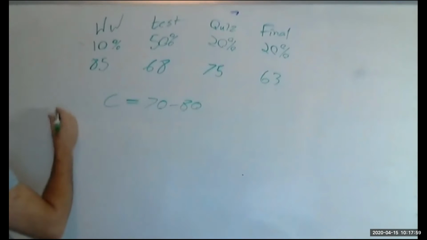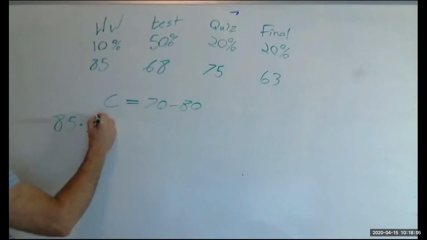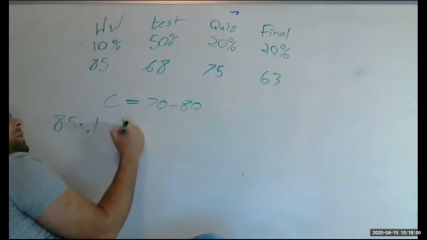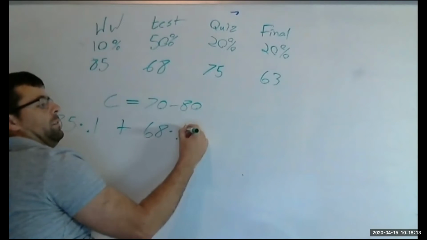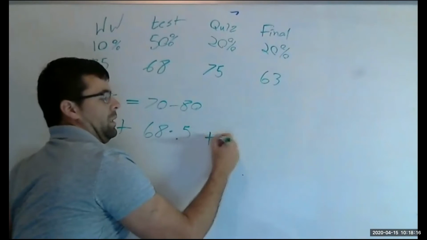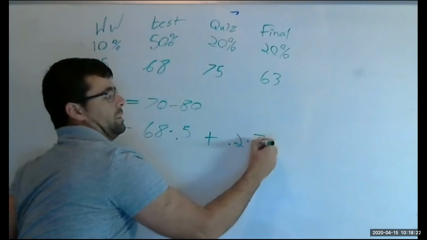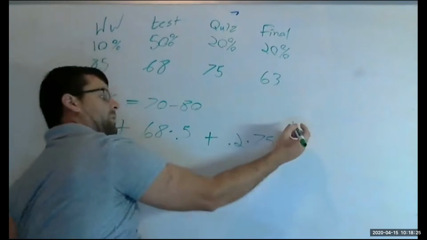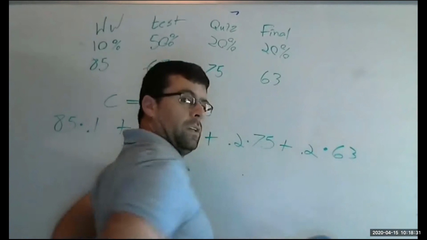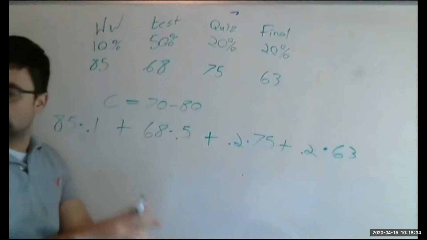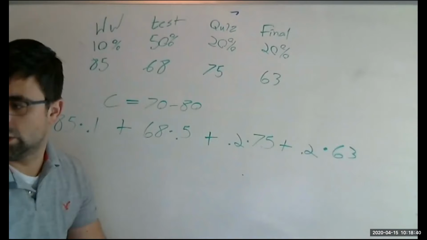So 10% in decimal is 0.1. And 68 times 0.5 plus 0.2 times 75 plus 0.2 times 63. So the question is, did we pass with a 70?